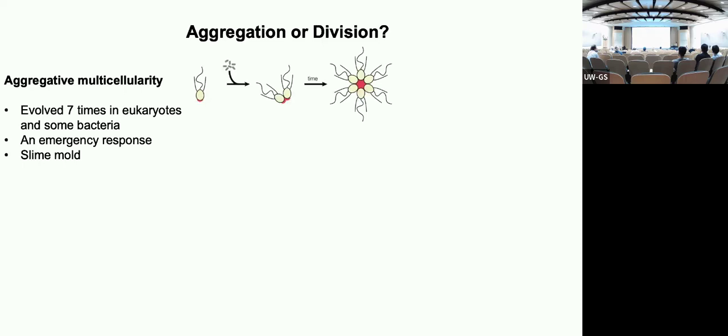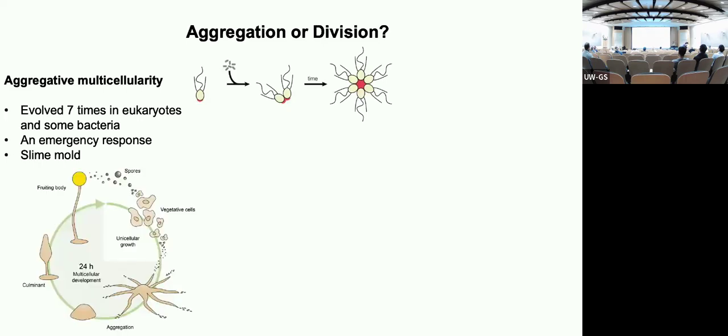So this sort of aggregative multicellularity has evolved many times in the past, and it's seen to be largely an emergency response where they're low on resources, or they need to disperse themselves, and this is indeed something that we can see in the animal kingdom.